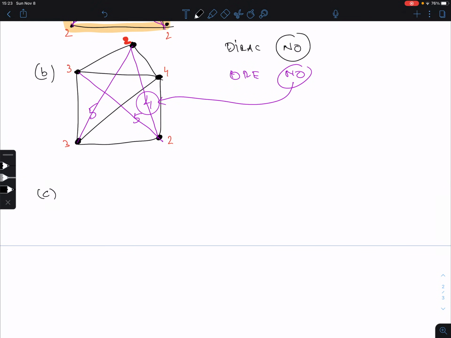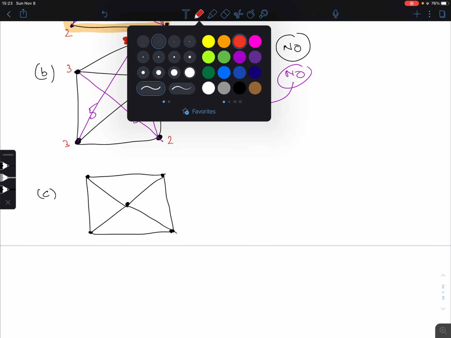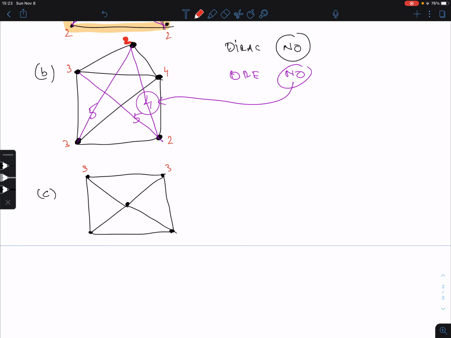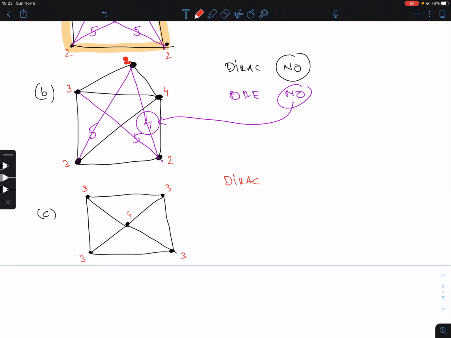C. So we have now a slightly different graph. Okay, so let's write down the degrees. 3, 3, 4, 3, and 3. So what about Dirac? Dirac says every single vertex has to have degree at least 5 over 2. Yes, that's the case, because 3 is bigger than 5 over 2. So Dirac holds. What about Ore?